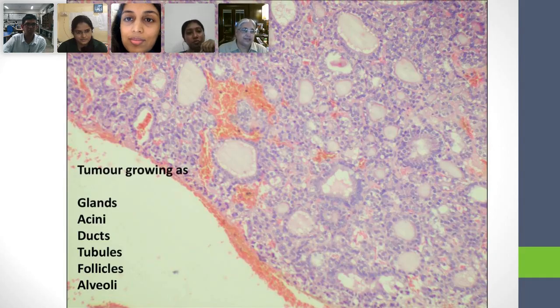So then what is an acinus? Acinus is kind of like a grape-like cluster, and there could be a lumen or it might not be visible. Acinus is a grape-like structure. Who said that? Neha. Yes. Do you know any organ that has an acinus? Tell me an organ that has an acinus. Neha, do you know anything that has an acinus? Pancreas, ma'am. Pancreas, very good. Pancreatic glands. Pancreas has got acini.